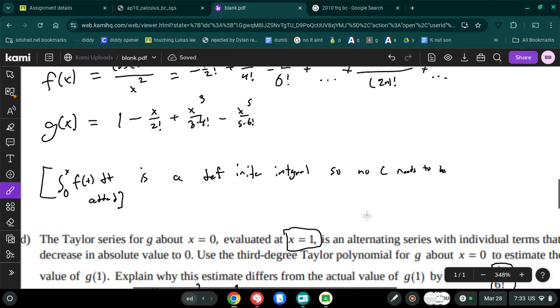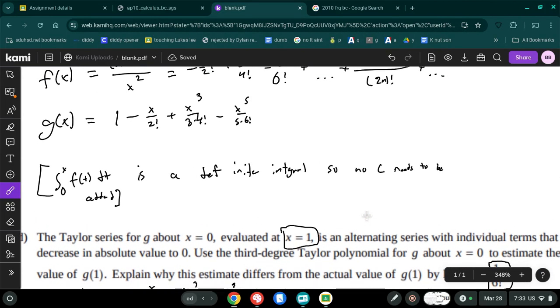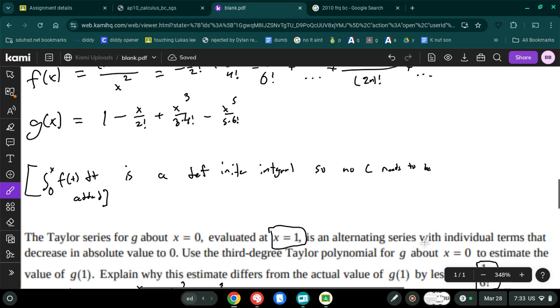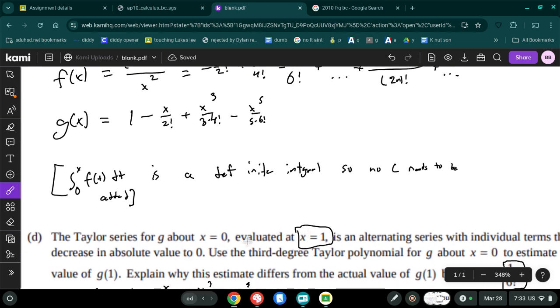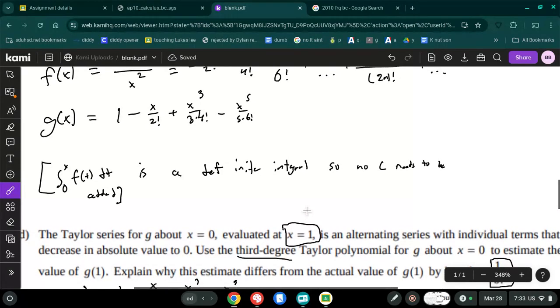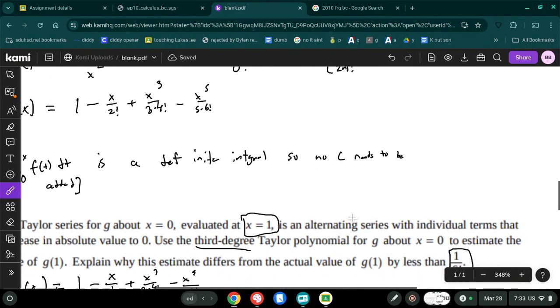Okay, so for part D, this is our alternating series error. We can identify this because it's almost giving us the formula here when it says the absolute value is less than, telling us to use a third degree polynomial. The reason they're telling us to use a third degree polynomial is because we wrote the fifth degree polynomial in the first one. And we'll need to use this term, x to the power of 5 over 5 times 6 factorial. That would be an important thing to use for the Taylor polynomial for g about x equals 0, same thing, same center.